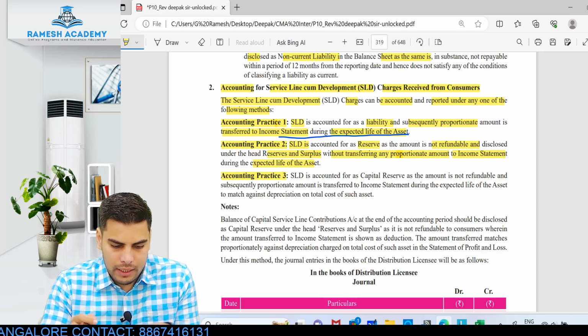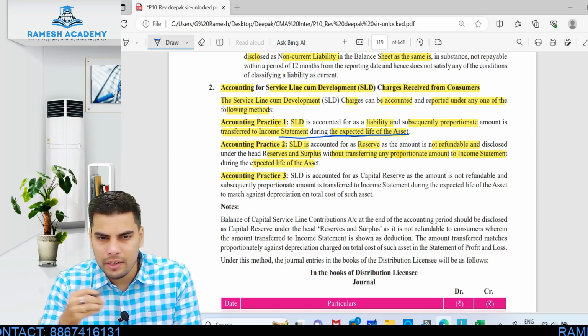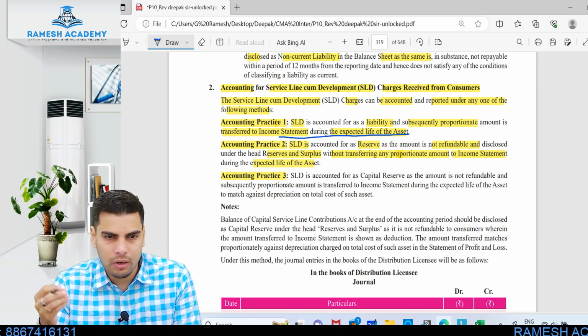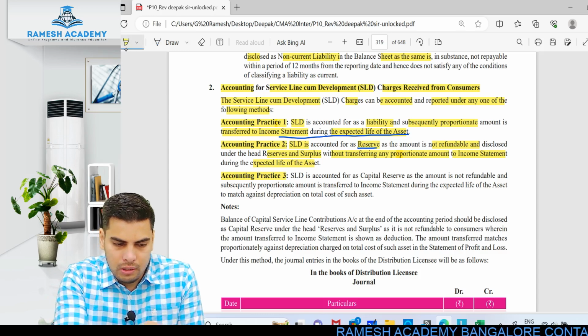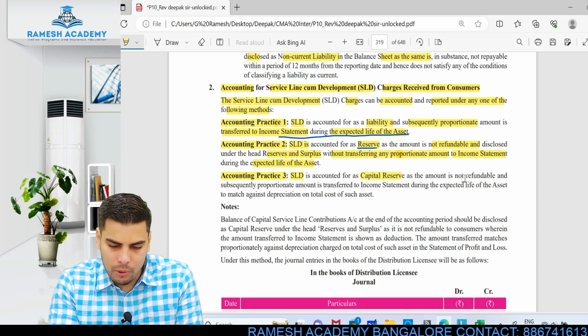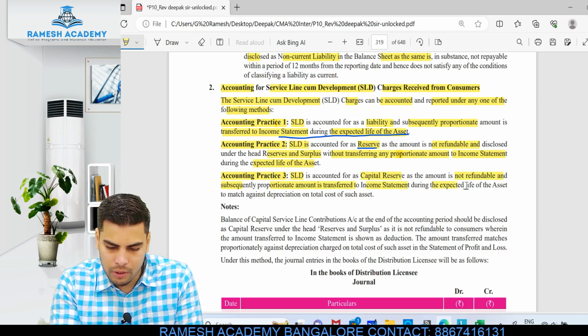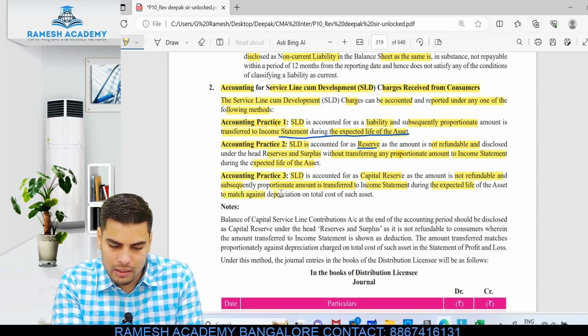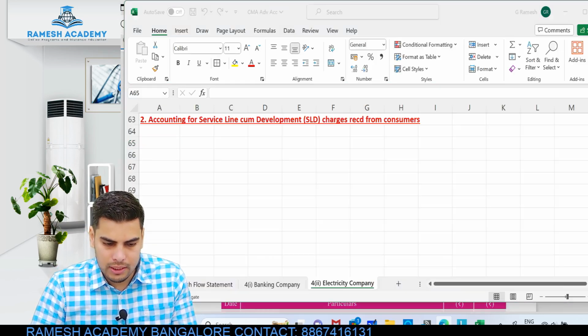Let's talk about the next thing, the third practice. In the first case, we are treating it as a liability and proportionately each year transferring some amount to the income and expenditure account, that is the P&L account. In the second case, we are treating it as reserve without transferring any amount to the income statement. What about the third case? It is accounted as capital reserve as the amount is not refundable, and subsequently a proportionate amount is transferred to the income statement during the expected life of the asset to match against the depreciation of the total cost of such asset. Let me just write this.